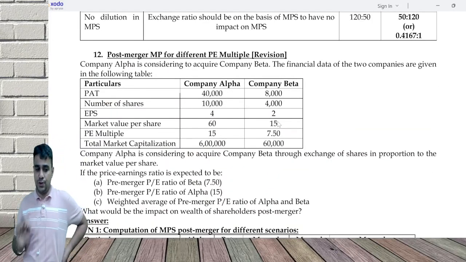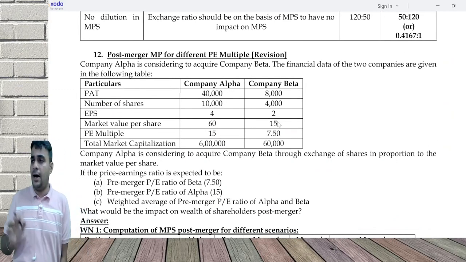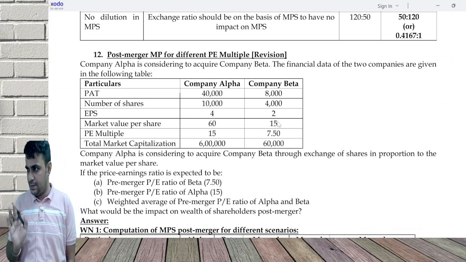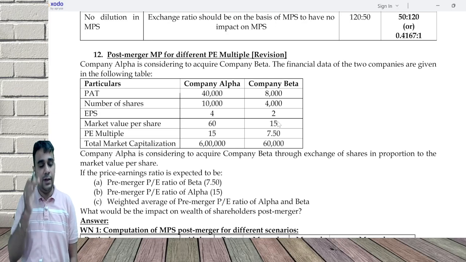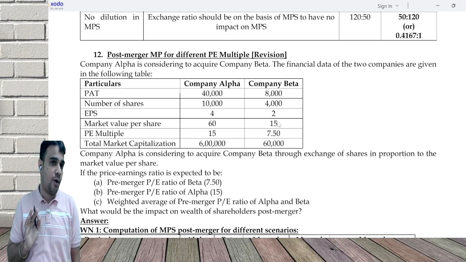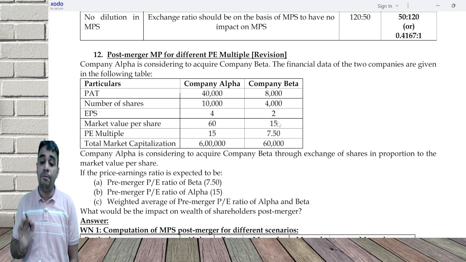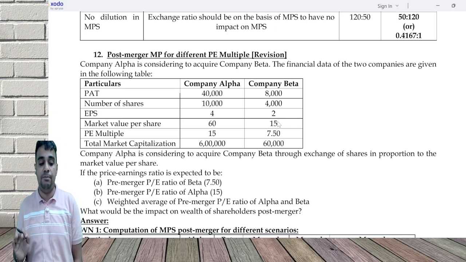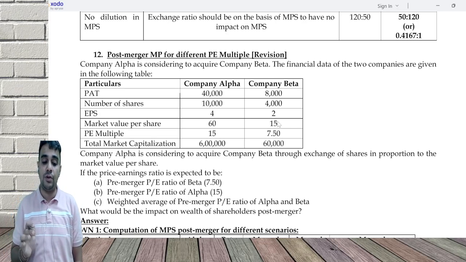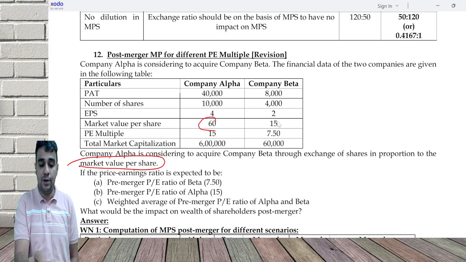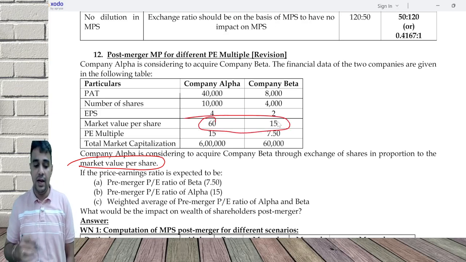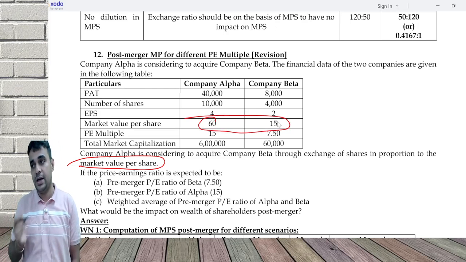Let's come to question 12. Company Alpha, again nothing much for you to write. If there's something to write, I'll explain. Company Alpha is considering to acquire company Beta. The data of the two companies, PAT, number of shares, EPS, market value, P/E multiple, some order up and down has happened. We'll put that in our order. Company Alpha is considering to acquire company Beta in proportion to the market value per share. That is, base value is 60 is to 15. Exchange ratio is 15 is to 60.